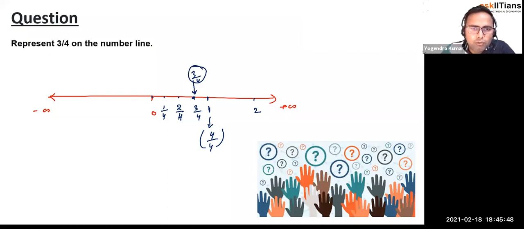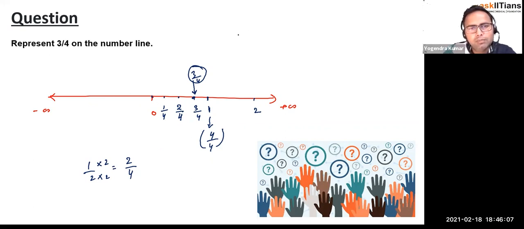Exactly in the middle will be 2 by 4, which is half. Half can be written by multiplying 2 up and down, so 2 divided by 4, half can be written like that. Now, exactly between these two, 0 and a half, exactly in the middle will be what? 1 by 4. I hope you got the idea, right? This is how we can do it.